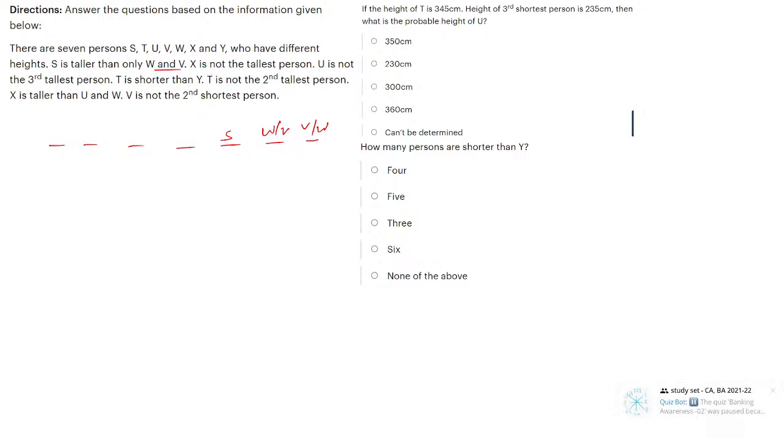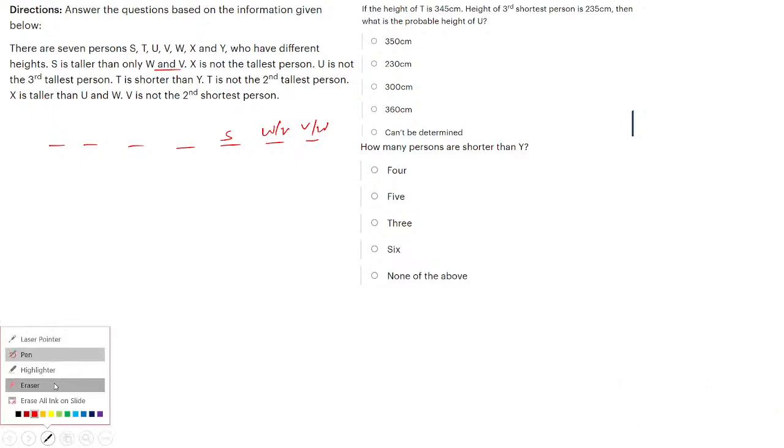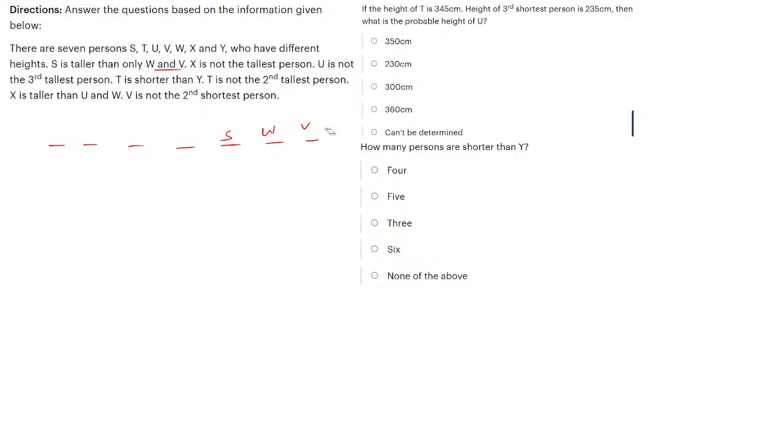T is shorter than Y. T is not the second tallest. X is taller than U and W. V is not the second shortest. So, V can't be here. V is here. That means V is the shortest one.